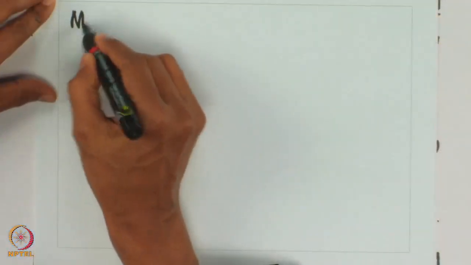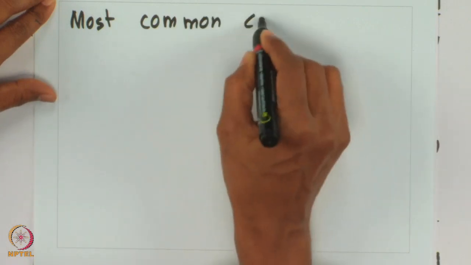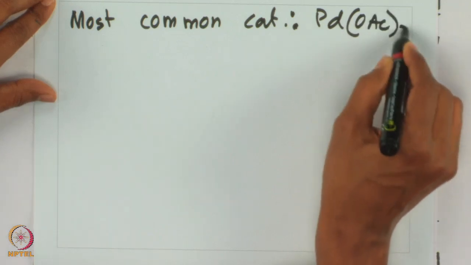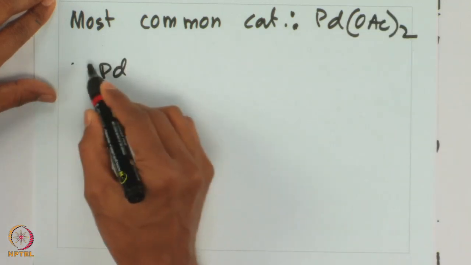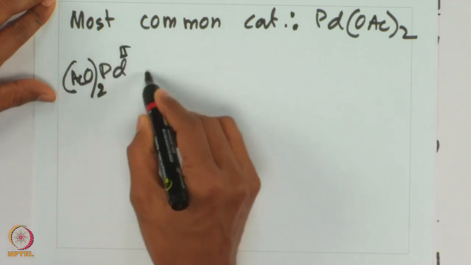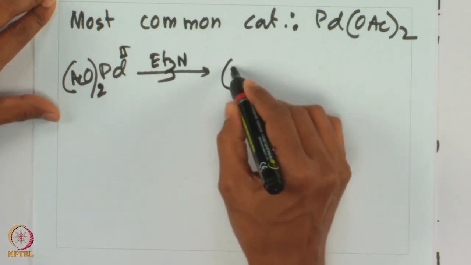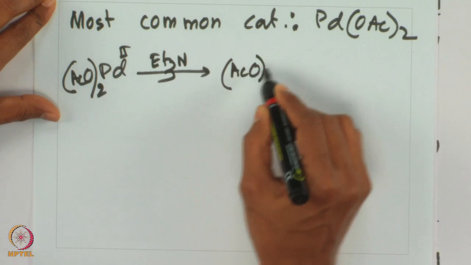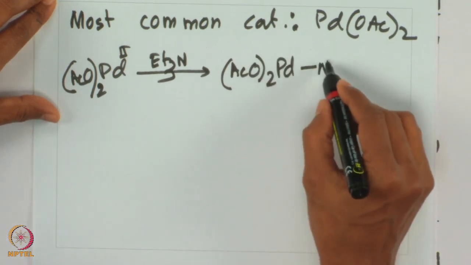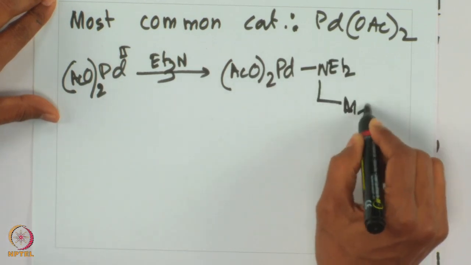Okay. The most common catalyst of course is palladium acetate, right. So, how is palladium acetate converted? This is in the palladium 2 plus condition, and triethylamine is coming into the picture. So, the first question that comes to mind is, is it going to bind? Of course, nitrogen has a lone pair, so it will bind, and the ethyl group, let us draw it more like that.